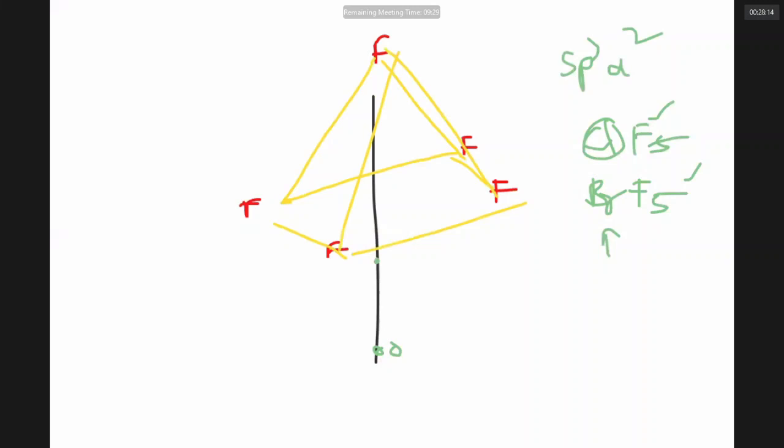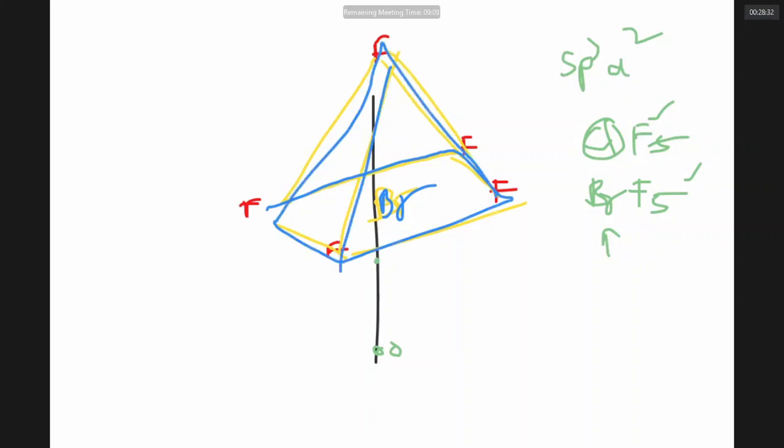Sir, what is this shape? Can you say what this shape is? It is a square pyramid. Can you see it as a square pyramid?